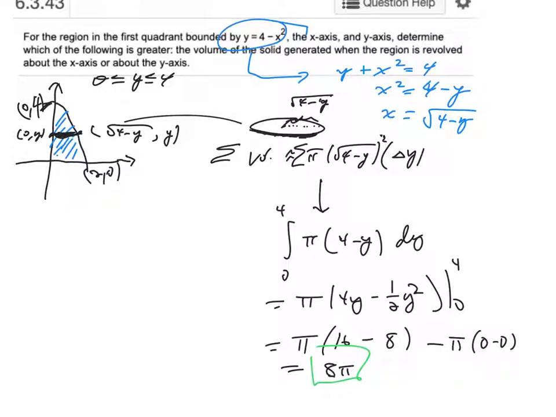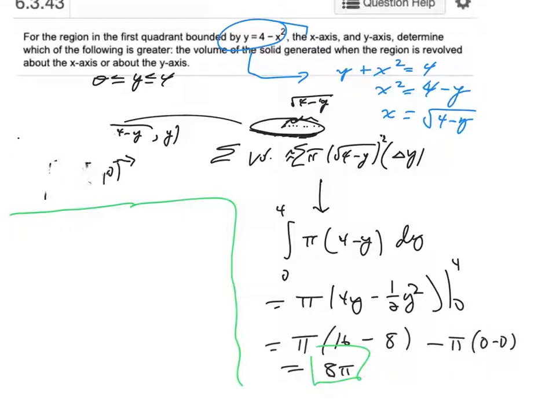If I wanted to rotate this the other way around the x-axis, I won't do that one all the way to the end, but let me just make sure the setup is okay. The first thing I would do is not use that same picture, although I can't seem to erase. Yeah, there we go. Well, I'll just draw it again.